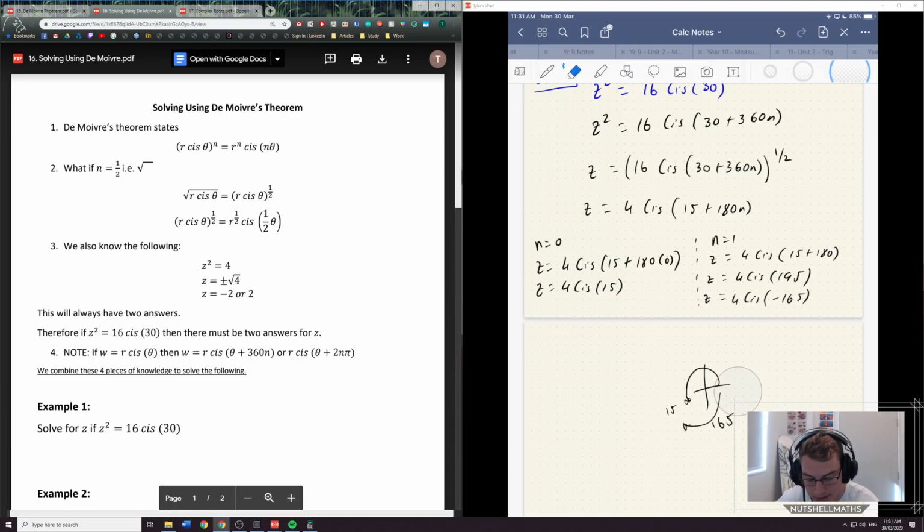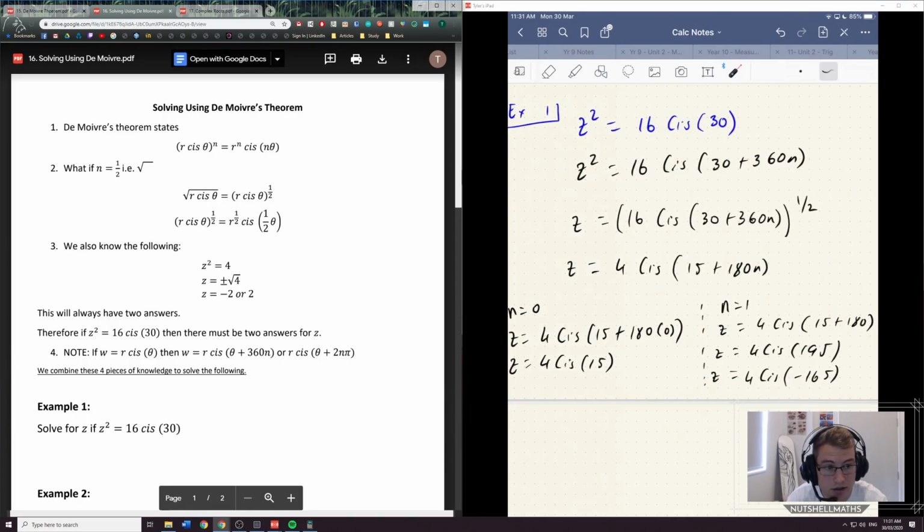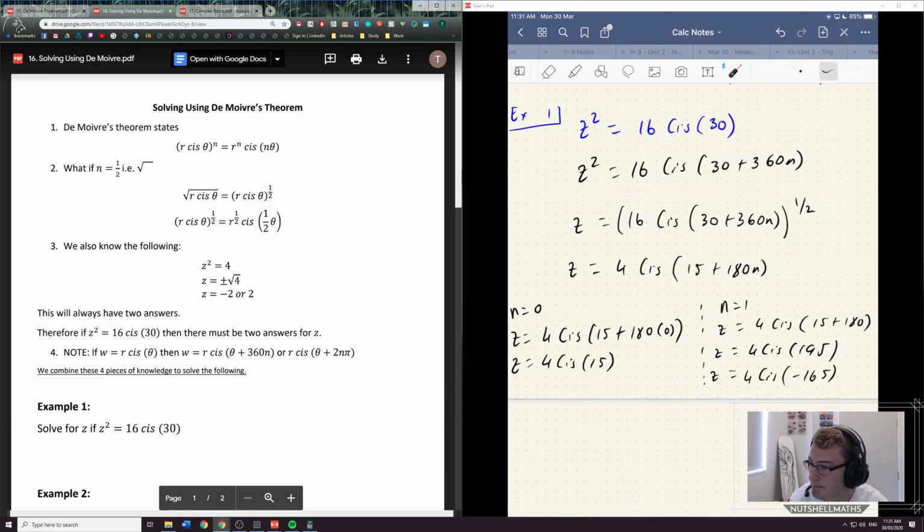Right. Let's recap this for a second. I told you this is hard. I told you it's difficult. Let's look at the start of the problem. Z squared equals 16 cis 30. We know for a fact that we could add an infinite number of 360 loops and it'd still be this same number. So we add in a 360n.